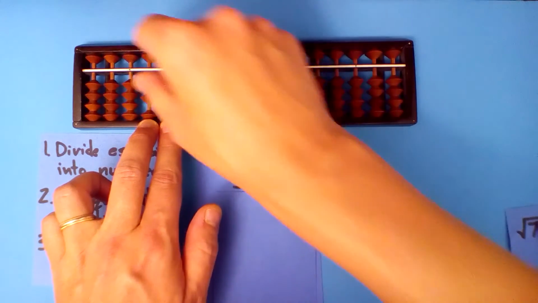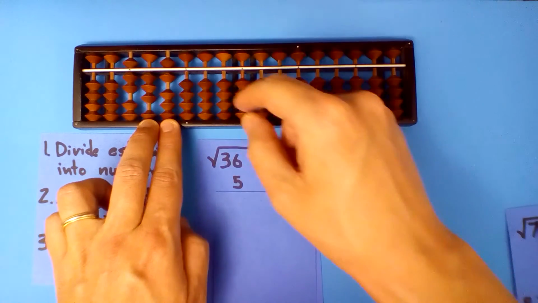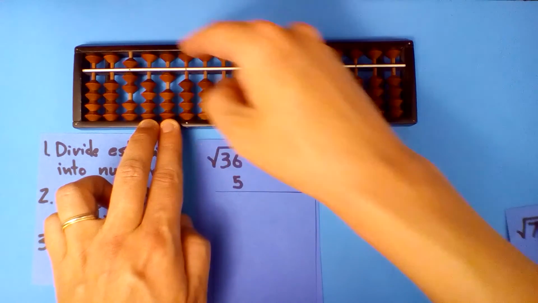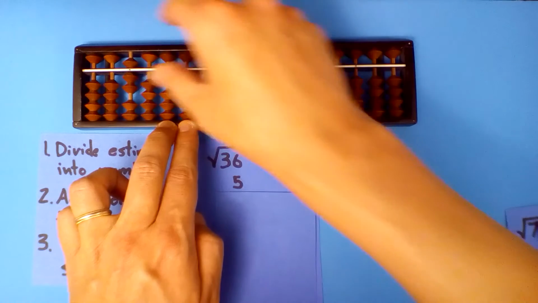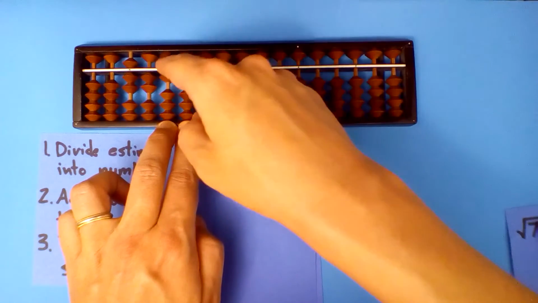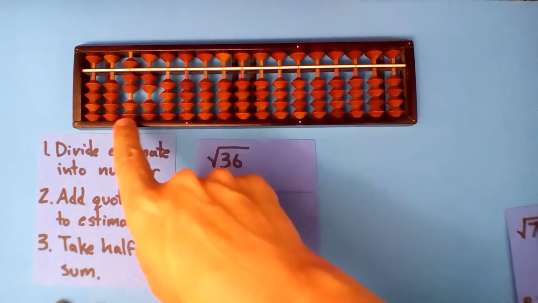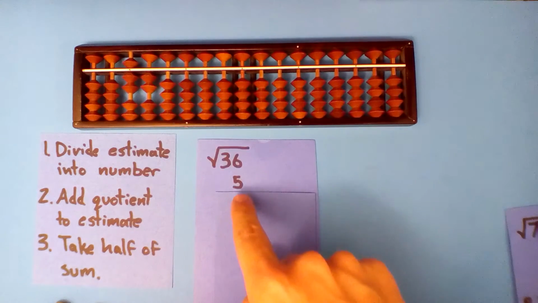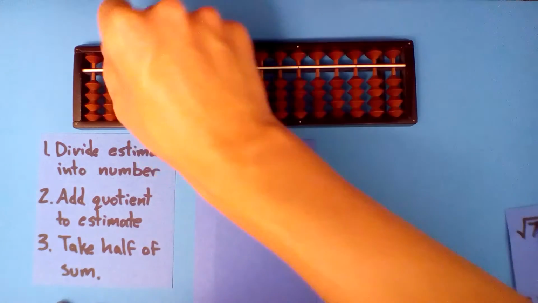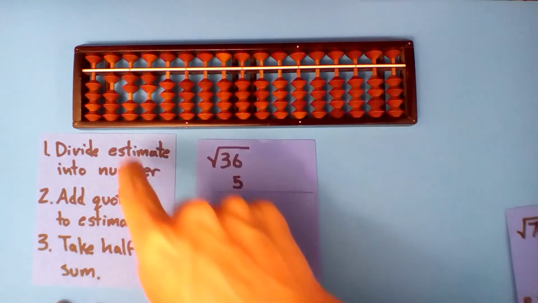5 goes into 36 7 times. 7 times 5, 35. 5 goes into 10 twice. 2 times 5, 10. Add our quotient 7.2 to our estimate 5, and take half of that.